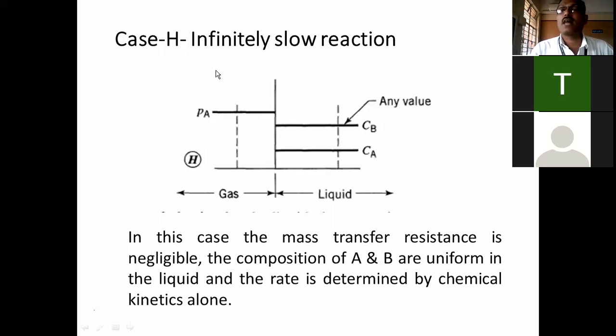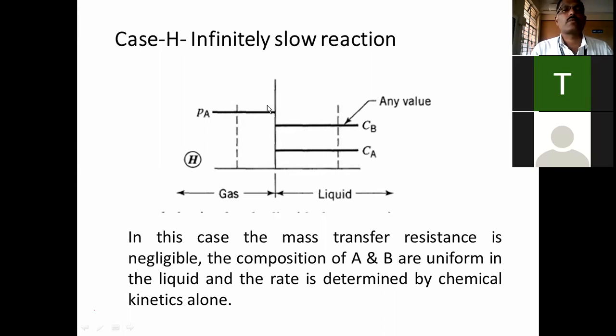Then case H, the last case, is the infinitely slow reaction. An infinitely slow reaction requires a very long time, so the rate of mass transfer is high, which means there is no mass transfer resistance, because there is no consumption of A. A only diffuses through the gas film and through the liquid film. So A will remain constant in the bulk of the liquid and in the liquid film. Similarly, B is also constant.